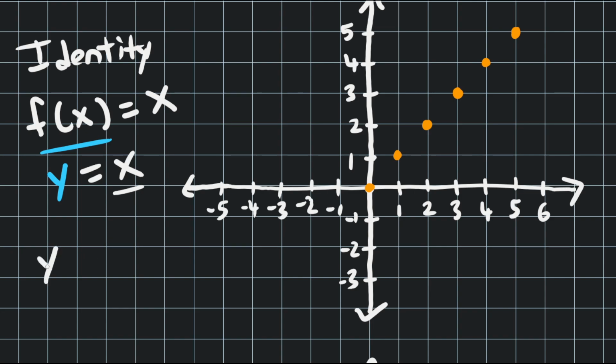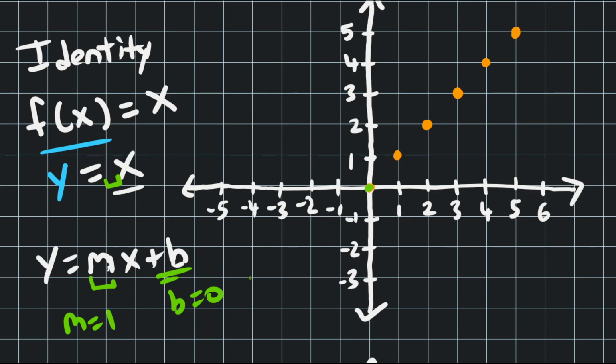So if you think about the form y equals mx plus b, what is b right here? In this case, there is no plus b, so b in our case is 0. That means we start at the y-intercept at y equals 0 right here. And what is m? Well, there's no coefficient in front of the x, which means m is 1. M equals 1.